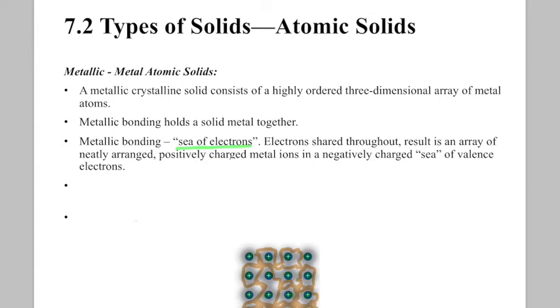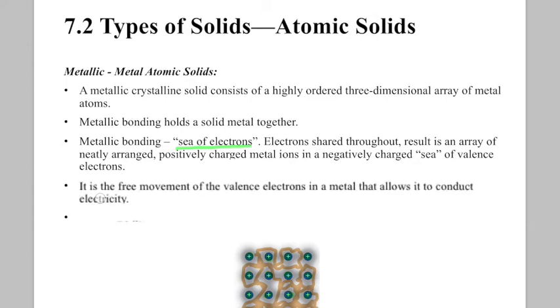All right, so for metals, what we call metallic bonding is this sea of electrons model, where you have the positively charged metal ions in a sea of valence electrons. The free movement of valence electrons is exactly what allows it to conduct electricity. So metals are really good at conducting electricity, meaning that an electron has no problem passing through that structure.